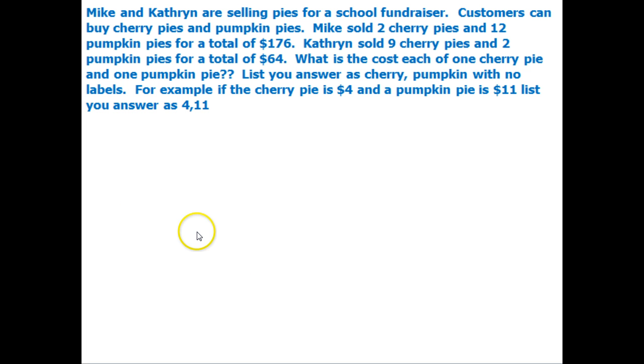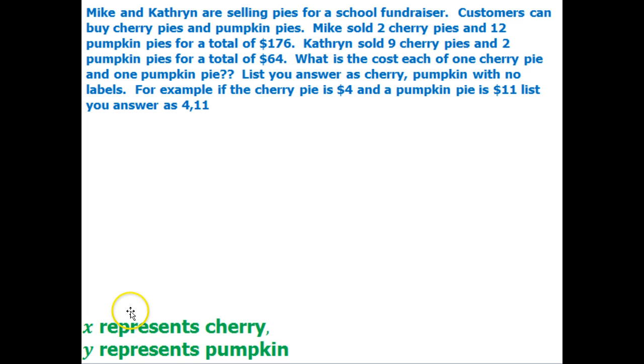So we're going to first identify what the cherry pie is represented by and what the pumpkin pie is represented by. So I chose to do X to represent the cherry pie and Y to represent the pumpkin pie. So now I've got the equation here. Mike sold 2 cherry pie and 12 pumpkins. So 2X plus 12Y gave me a total of 176. Next, Catherine sold 9 cherry, so 9X plus 2 pumpkins, so 2Y. 9X plus 2Y equals 64.